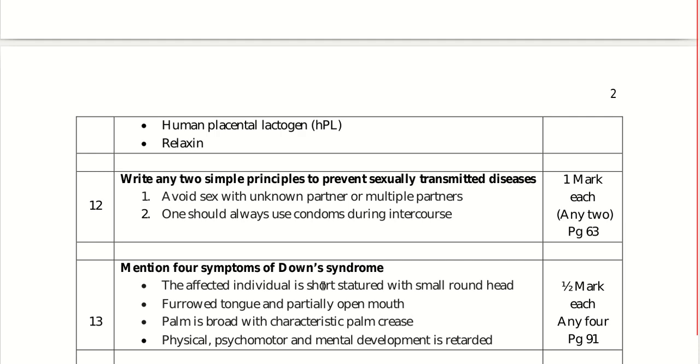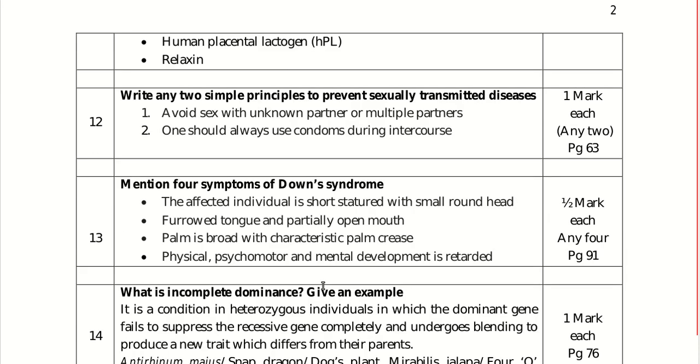Mention 4 symptoms of Down syndrome. The affected individual is of short stature with a small round head, furrowed tongue and a partially open mouth. The palm is broad with a characteristic palm crease. Physical, psychomotor and mental development is retarded. Half a mark for each point.